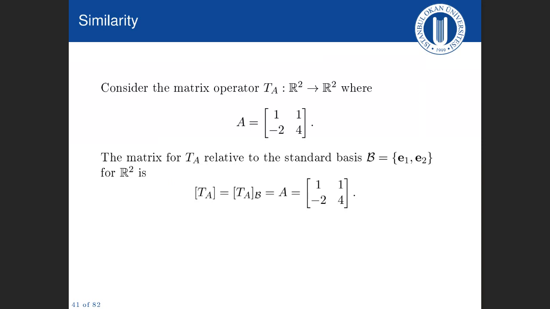And now let's continue. Our second topic for this week is the topic of similarity. Consider the matrix operator TA from R2 to R2, which has matrix 1, 1, minus 2, 4. Then the matrix for TA relative to the standard basis is just this matrix. The standard matrix for TA, or the matrix for TA relative to the basis B, is just A. It's just 1, 1, minus 2, 4.